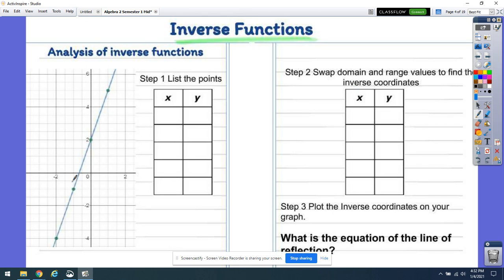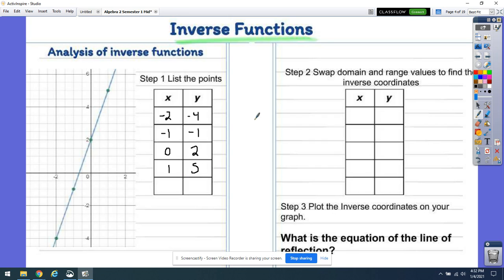So the idea is, if you take a look at this graph, the first thing you want to see from this very first function is the set of points. I'm going to look at the points -2, -4 as my first one. This one is -1, -1. My other one is 0, 2. And my last one is 1, 5.